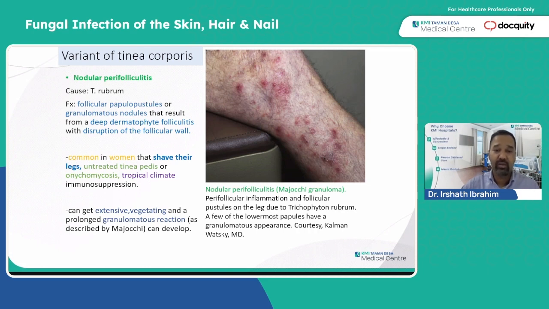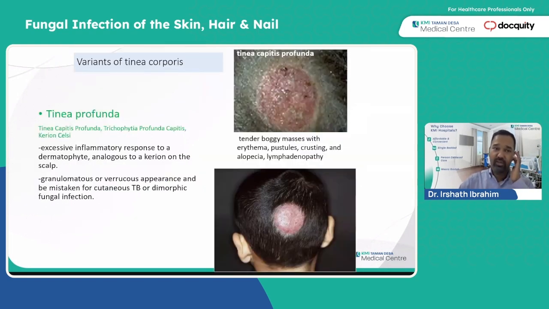So the perifollicular inflammation and follicular pustules, which you can see, there are pustules originating from the follicles on the leg due to this dermatophyte. And then over here, you can see the papules have a granulomatous appearance. So this is one of the variants. The other variant of tinea corporis is tinea profunda.